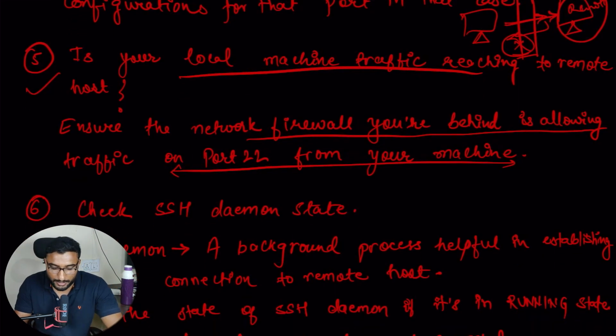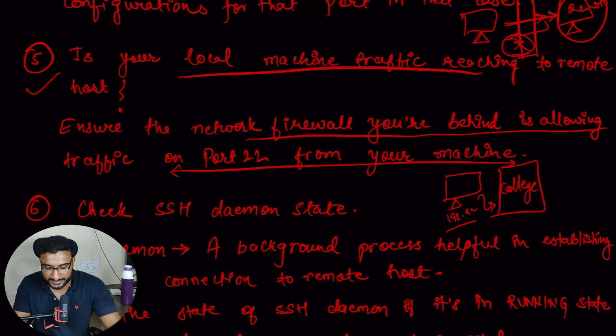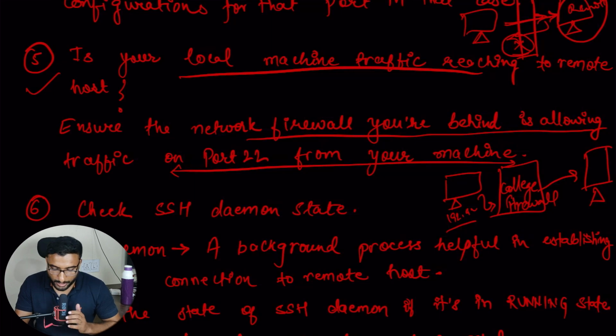What this means is, let's say you are trying to access from your college network, you are a college student, so you have some private IP address. This request will be directed via the college firewall, and then the request is forwarded to the actual remote host. Now if this college firewall is not allowing traffic on port 22, this request will not be sent to the remote host but will be reverted back from there only.